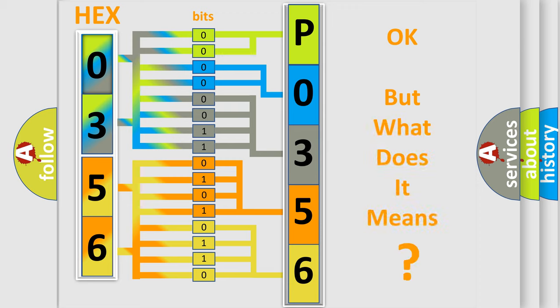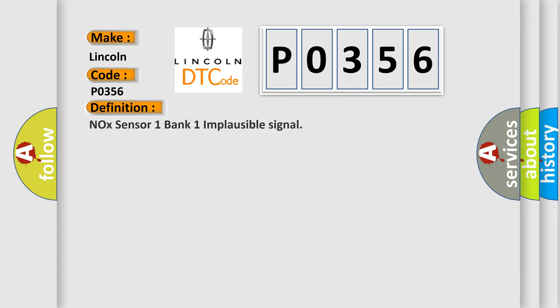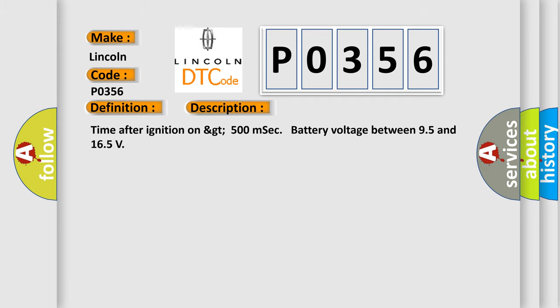The number itself does not make sense to us if we cannot assign information to what it actually expresses. So, what does the diagnostic trouble code P0356 interpret specifically for Lincoln car manufacturers? The basic definition is NOx sensor 1 bank 1 implausible signal. And now this is a short description of this DTC code: time after ignition on GT500 mSec, battery voltage between 95 and 165.